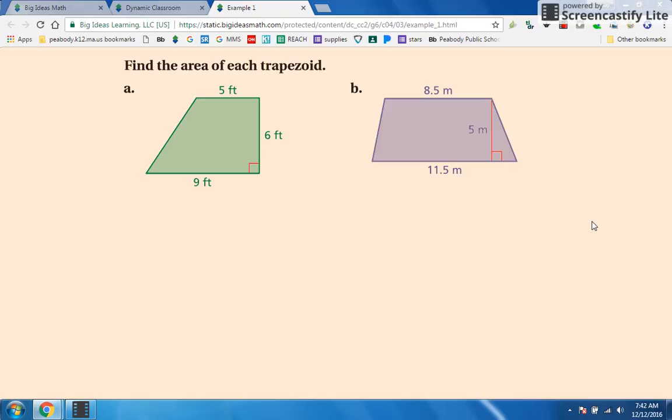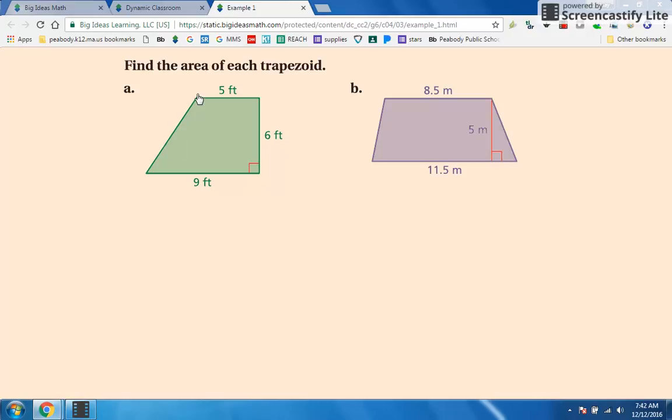So now that you did the notes on the area of a trapezoid, we're going to try some examples on the back of your notes. For this first one here, you have to figure out what are the two bases and which one's the height. Remember, your bases have to be parallel to each other. So this 5 and this 9 are going to be your bases. The height would be 6 because this makes the 90-degree angle.